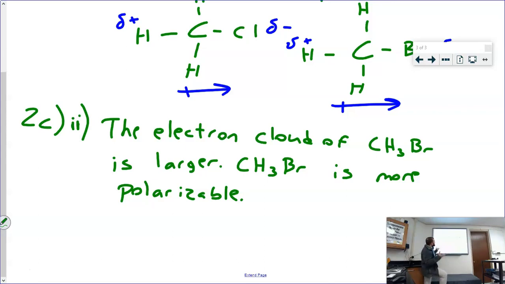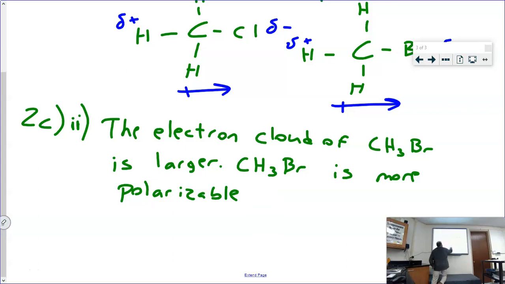So same exact structure, just switching out chlorine and bromine. Why does the bromine molecule have stronger forces? It has stronger forces because it has more electrons and it is more polarizable. It takes up a bigger space. Those electrons are able to be pushed and manipulated more. So as a result, you get bigger partial charges. So the electron cloud of CH3Br is larger, CH3Br is more polarizable.